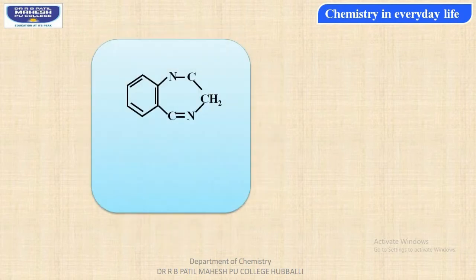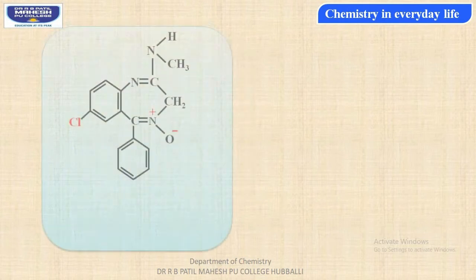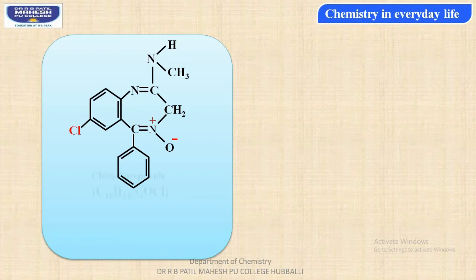Third example is Valium, which is having fused bicyclic compound in which one is a phenyl and the second one is a 7-membered ring. And students, the molecular formula is C16H13ClN2O. Fourth example, it is chlordiazepoxide with the molecular formula C16H14N3OCl. So these are some of the examples which are tranquilizers.